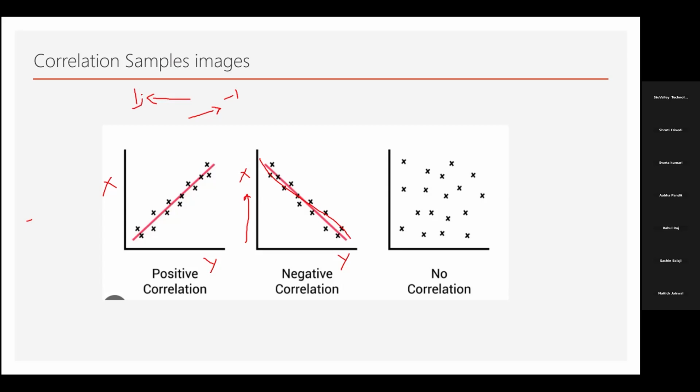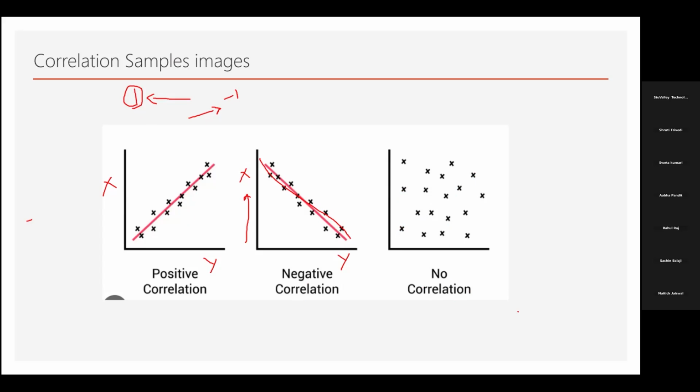And if exactly one comes as output, then it is strongly correlated. And if there is no relation, what does it mean? Then there is a scattered graph. We are not finding a best possible line out of it. So that's no correlation, meaning there is no relation between the two variables.